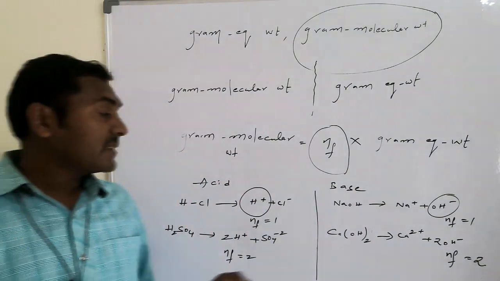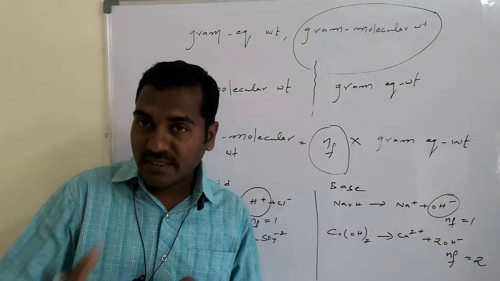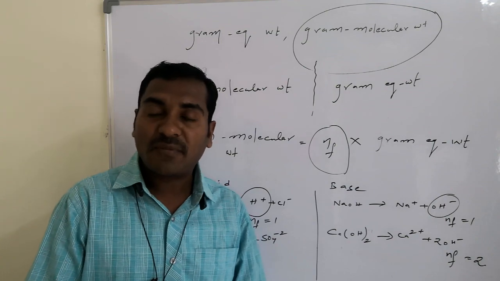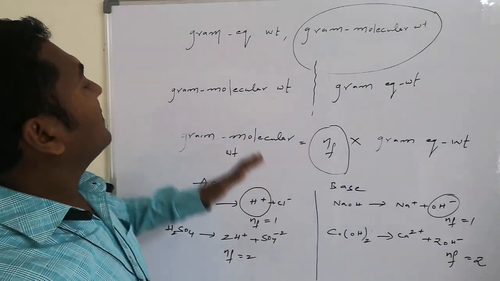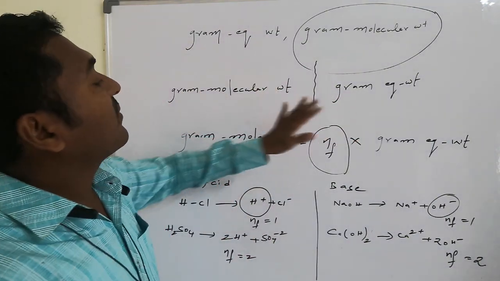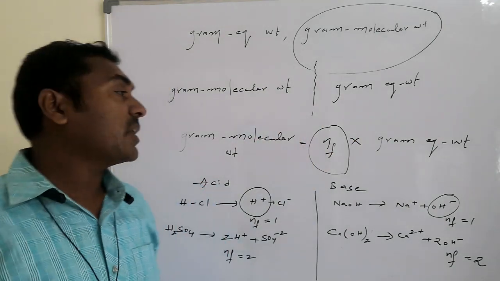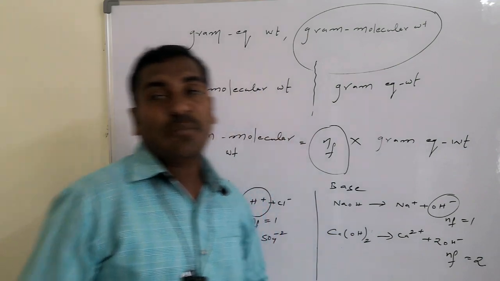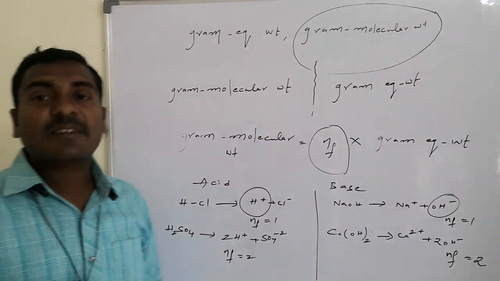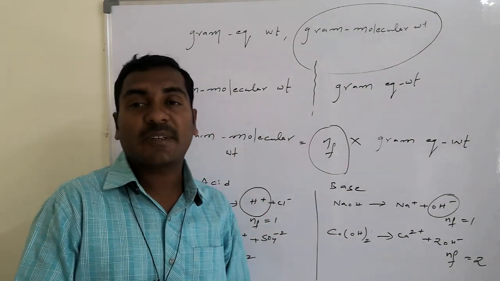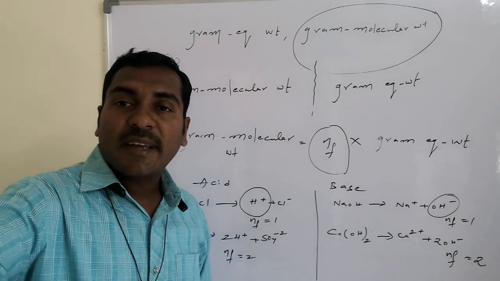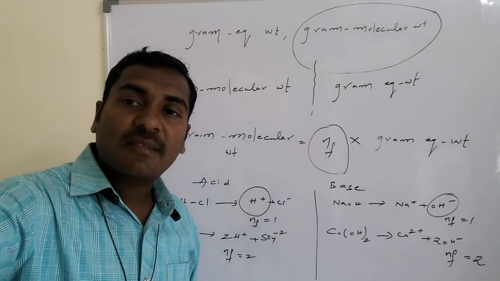Thus, n factor is the number of active species generated from one molecule. If we divide the gram molecular weight by the n factor value, whatever weight comes, that weight becomes equal to the corresponding gram equivalent weight. Suppose it is an oxidizing agent or a reducing agent, then the corresponding n factor calculations are as follows.